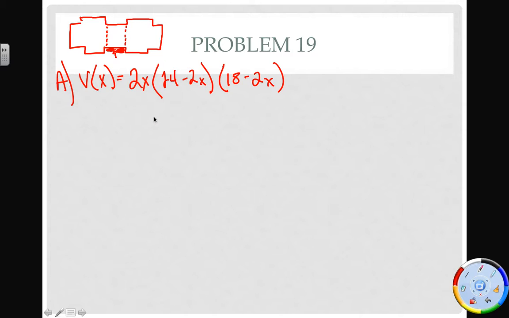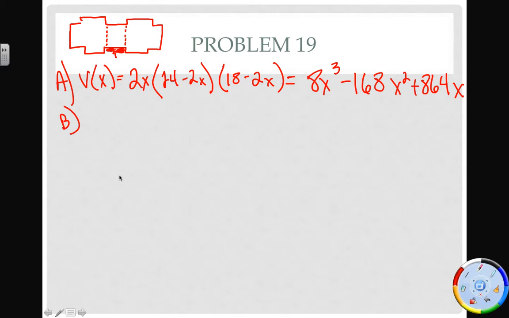You know that already. All right, so that's volume, but I want to make it a nice cubic here, so I'm going to multiply everything together, and you can verify this for yourself if you want. This formula becomes 8x cubed minus 168x squared plus 864x.